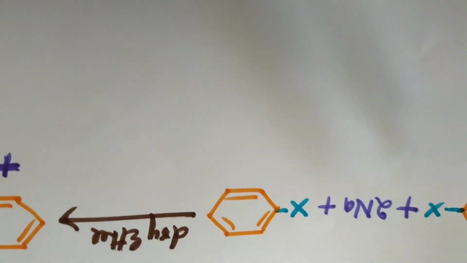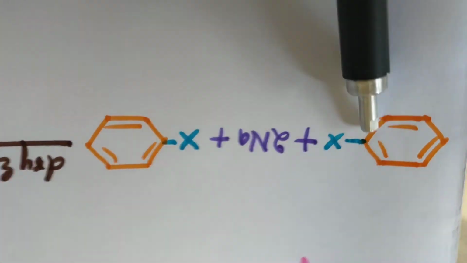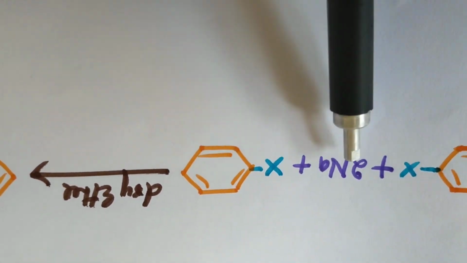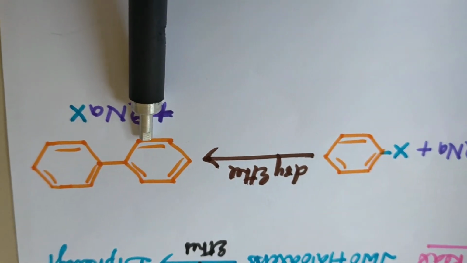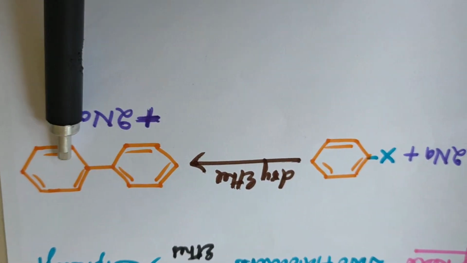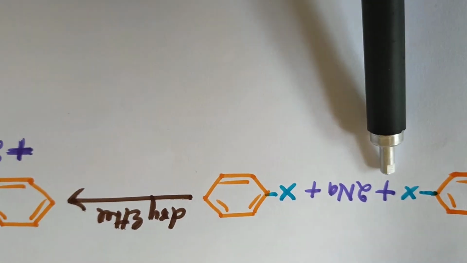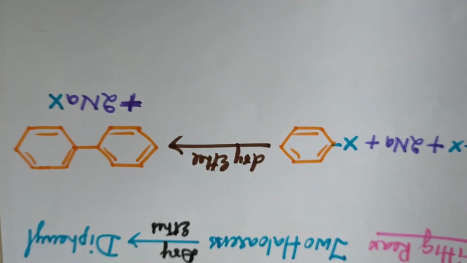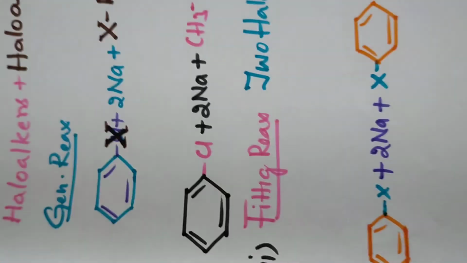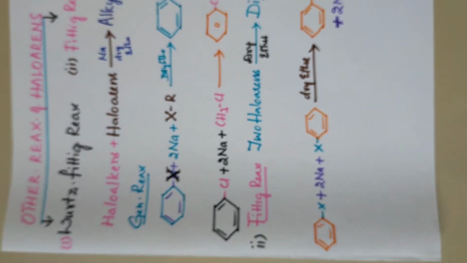Here is an example. Here we have taken two haloarenes. One haloarene and another haloarene in the presence of sodium in dry ether form diphenyl. You could take the example, instead of X you could take Br or Cl, and it forms diphenyl. So these are other reactions of the haloarenes. It comes to the end of all the different properties of haloarenes.